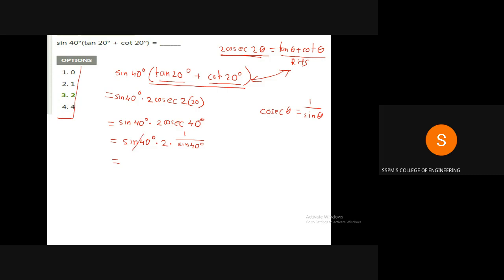So this sine 40 degree and this sine 40 degree will get cancelled and we will be left with the answer, that is 2. So the correct option is 2. So you have to remember this formula, okay?